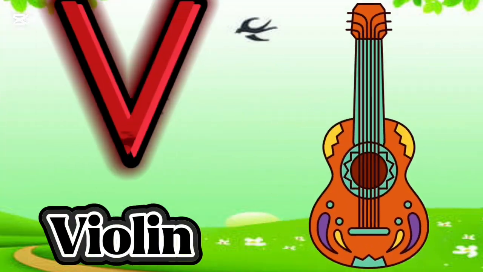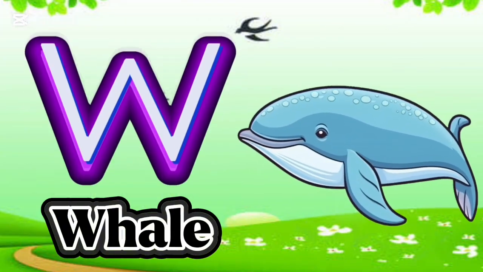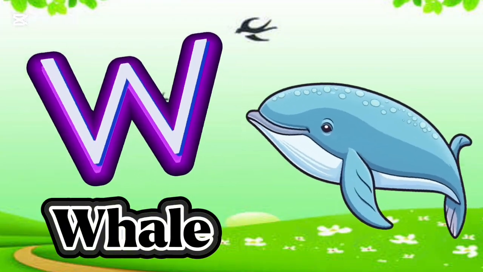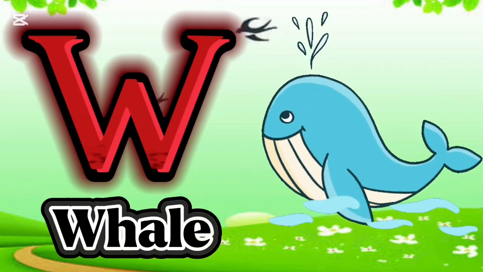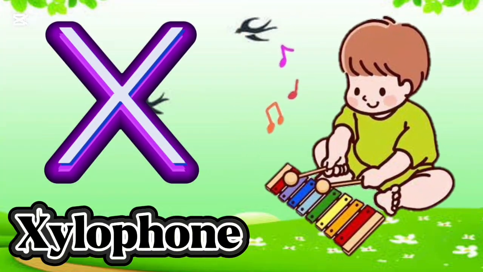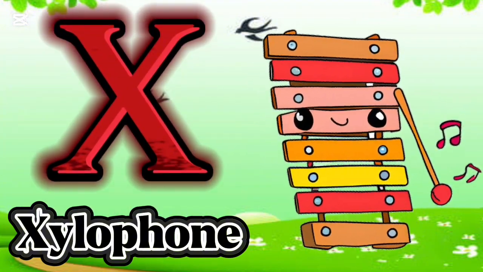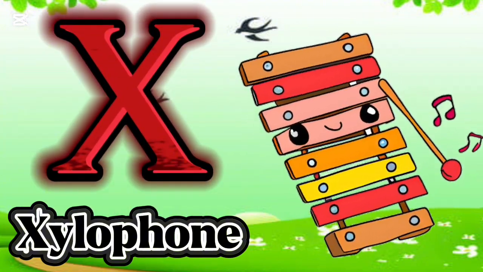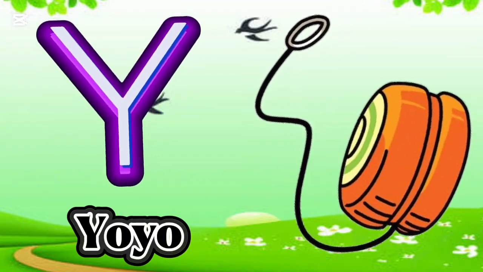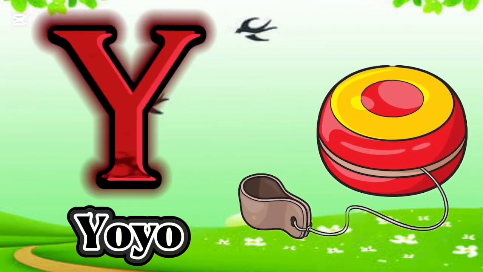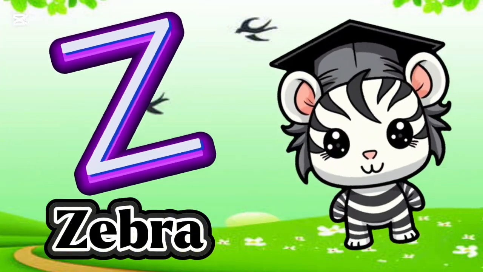Violin. V. W is for whale. Whale. W. X is for xylophone. Xylophone. X. Y is for yo-yo. Yo-yo. Y. Z is for zebra.